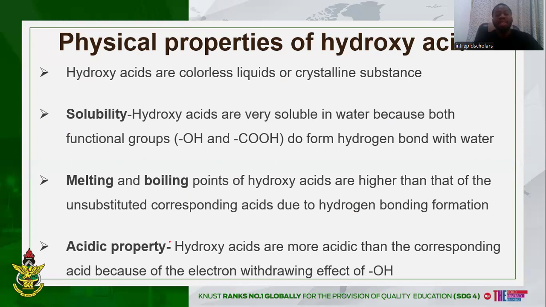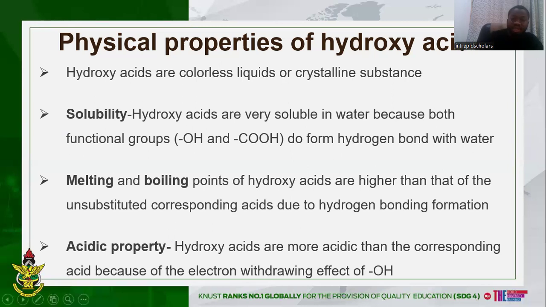Now, we are seeing the melting and boiling points of hydroxy acids are higher than those of the unsubstituted corresponding acids due to hydrogen bond formation. So once again, we would have a higher intermolecular interaction between the molecules of hydroxy acids. That will afford them a higher boiling and melting point, right? Good. Now, the last property we are looking at here is the acidic property.